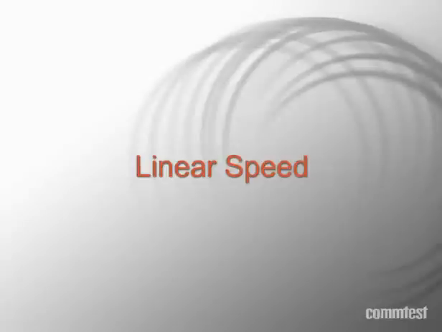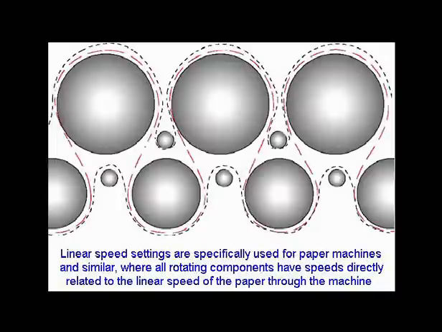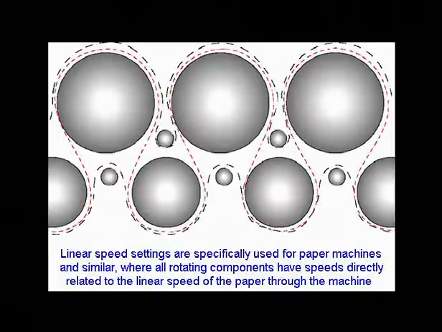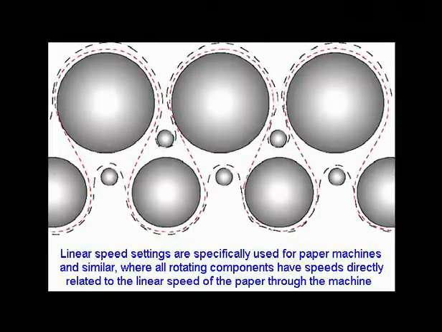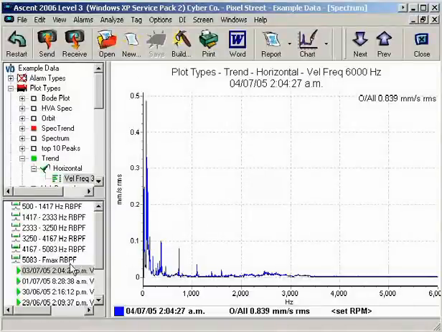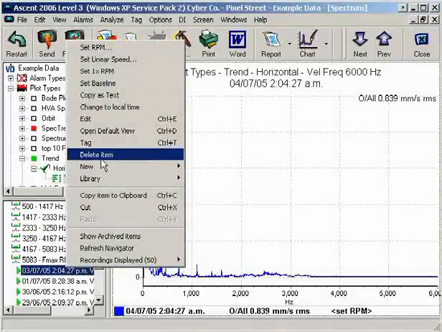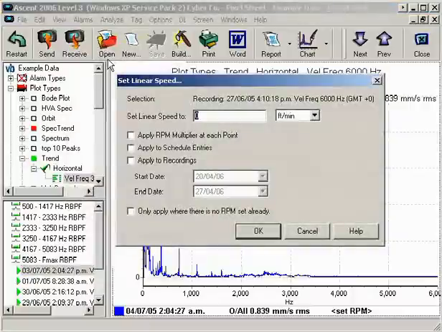That concludes our exploration of the RPM options, so now we'll turn our attention to linear speed. Linear speed settings are specifically used for paper machines and similar, where all rotating components have speeds directly related to the linear speed of the paper through the machine. Right-click a recording or schedule entry and select Set Linear Speed. To make your job simpler, the Linear Speed editor has the same set of options as the Set RPM editor.